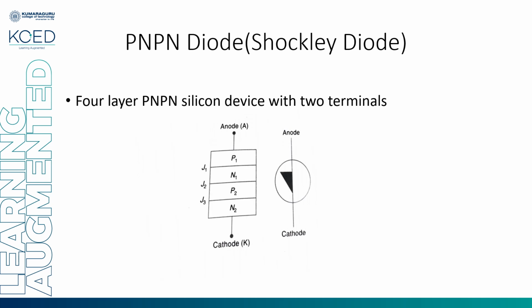This is the structure and symbol for the PNPN diode. It is also called a Shockley diode. We have four layers, say P1, N1, P2, N2. Because of these four layers, we have three junctions: junction J1, J2 and J3.